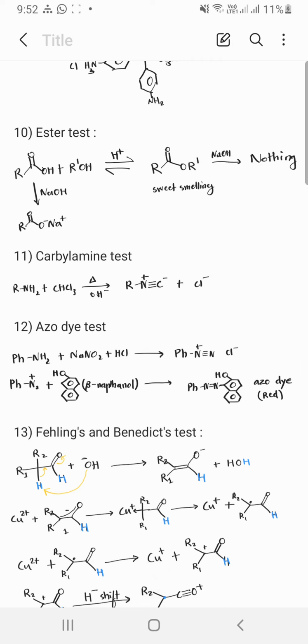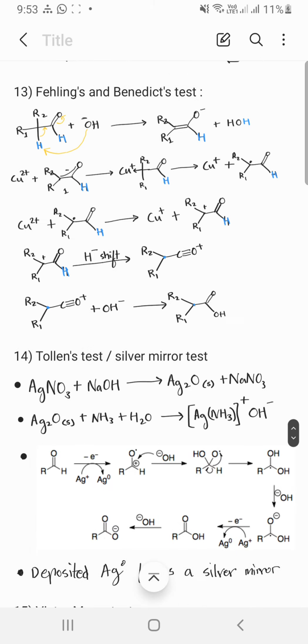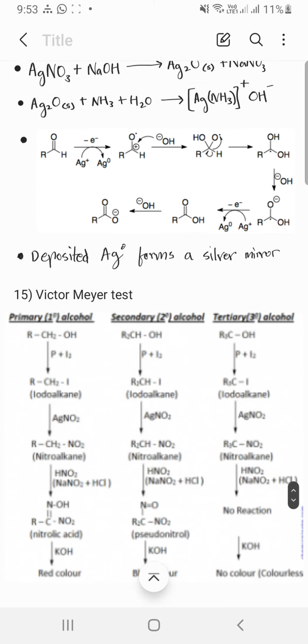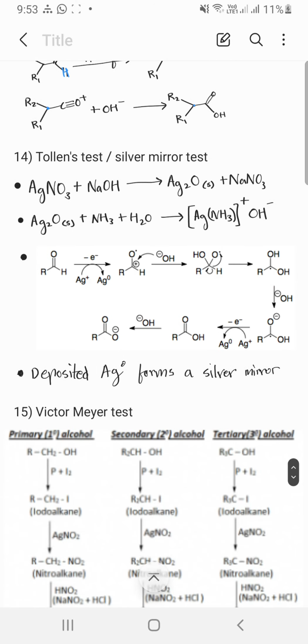Okay, carbylamine test. We've seen this 2 times till now, so we know it. Then there's azo-dye test. So beta-naphthol plus a diazonium salt gives a coupling reaction, which is an azo-dye, which is red. Fine. Fehling's and Benedict's test, we just saw the mechanism and everything. We have done this, of course. So Tollens' test is also called silver mirror test because it deposits Ag metal on the test tube, so it forms a silver mirror.